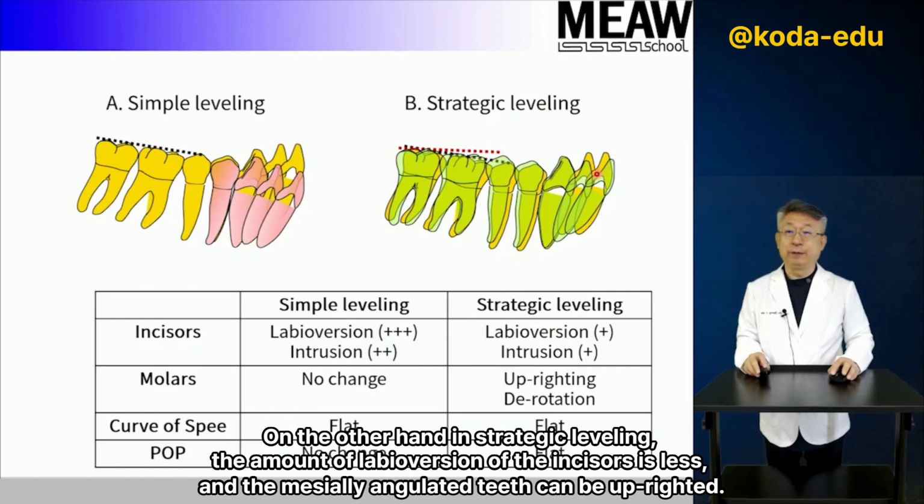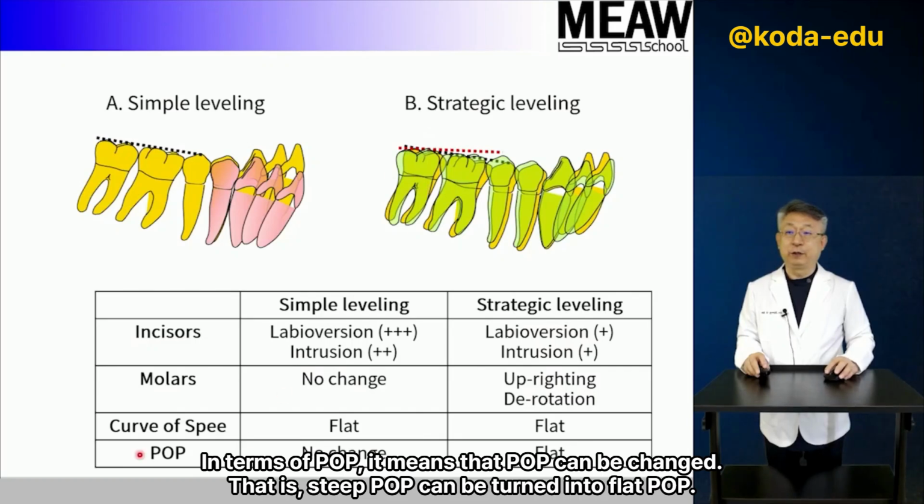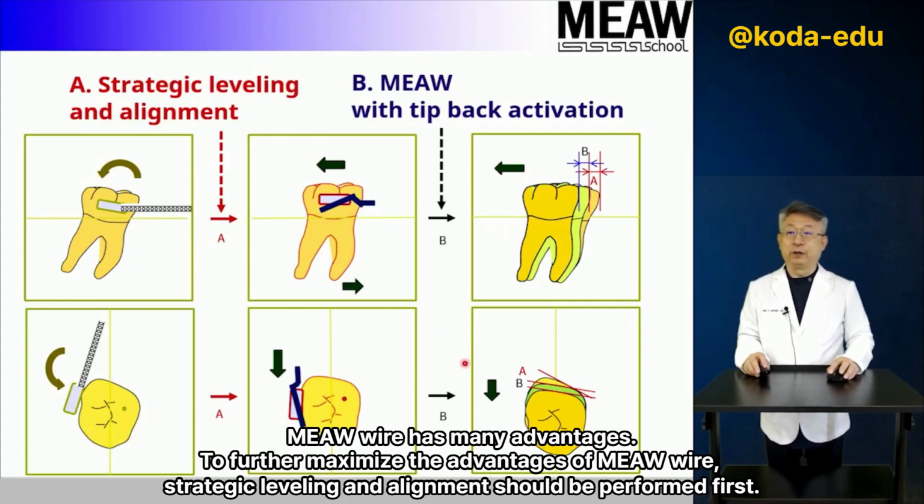On the other hand, in strategic leveling, the amount of labioversion of the incisors is less, and the mesially angulated teeth can be uprighted. In terms of POP, it means that POP can be changed, that is, steep POP can be turned into flat POP. MEIWY has many advantages. To further maximize the advantages of MEIWY, strategic leveling and alignment should be performed first.